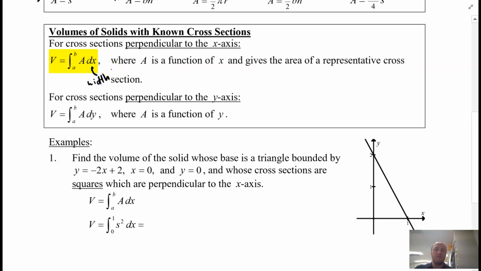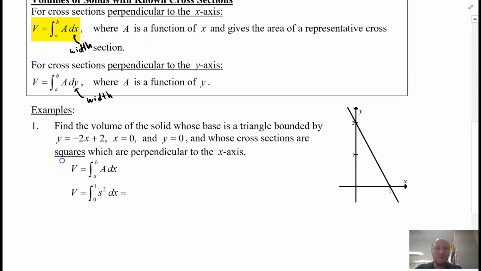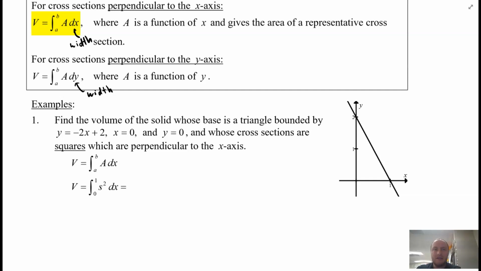Okay, for a cross section perpendicular to the y-axis, that is going to have a width of dy. And maybe you're asking yourself, like, okay, Schwarzberg, what do you mean, like dx, dy? Okay, and I'll take example 1.